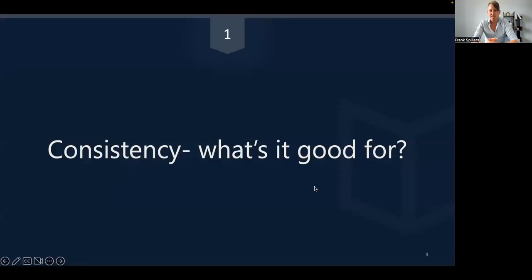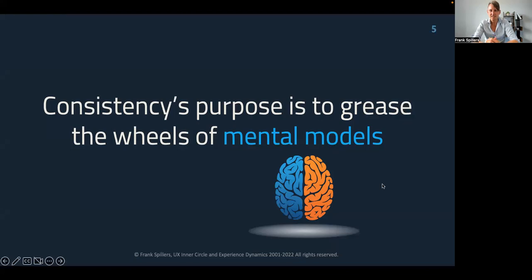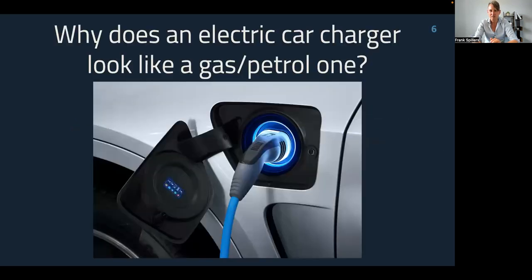So where to start? Consistency, what is it good for? And the answer is a lot. The reason why consistency is so highly emphasized in UX is because it's really important. Its purpose is really to facilitate mental model recognition. And remember that a mental model is a feeling of expectation met. So it's your design and the user's expectation coming together.